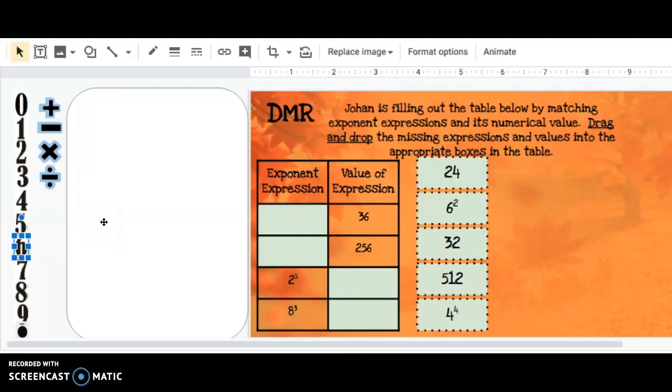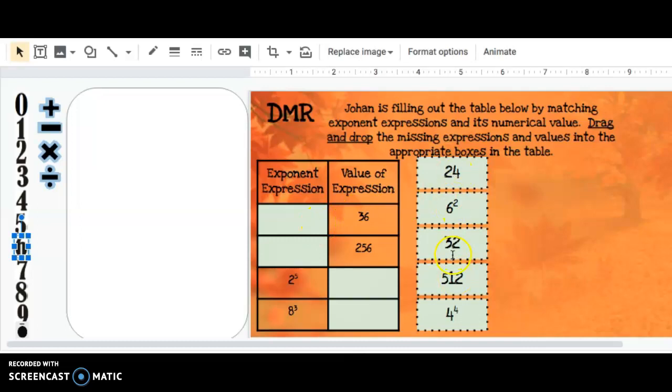Alright guys, let's look at DMR. It says John is filling out the table below, matching exponent expressions to their numerical value. Drag and drop the missing expressions and values into the appropriate boxes in the table. So we are going to be clicking on our boxes here and dragging them into the green boxes over here.